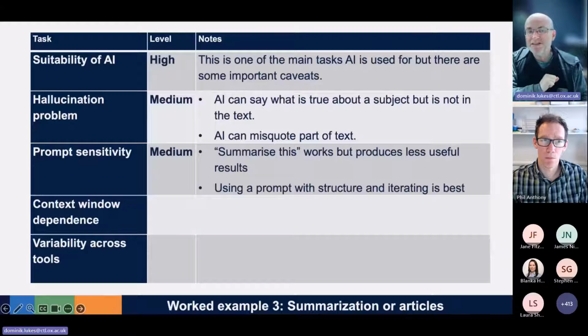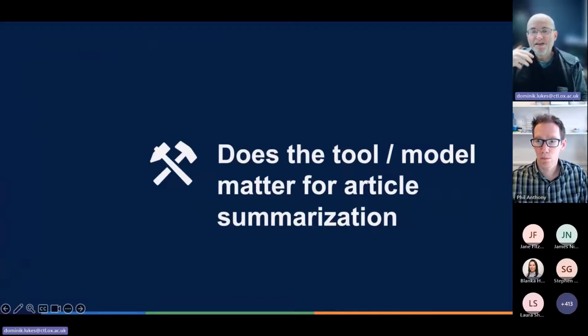So prompt sensitivity is medium. If I just say summarize, it gives me something. But if I use a prompt with structure and some iteration, I get best results. And finally, does the tool or the model matter for article summarization?